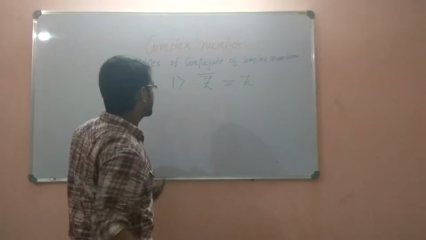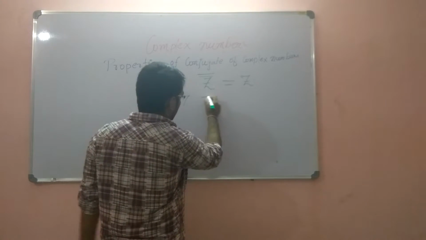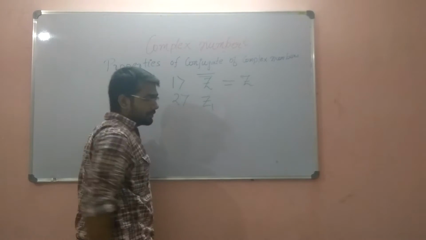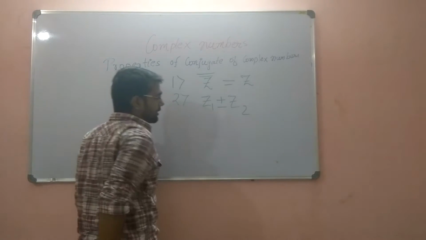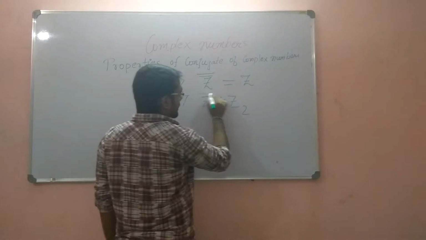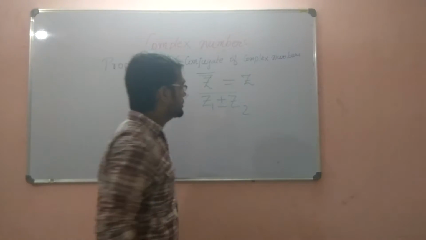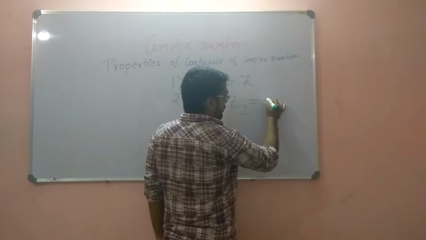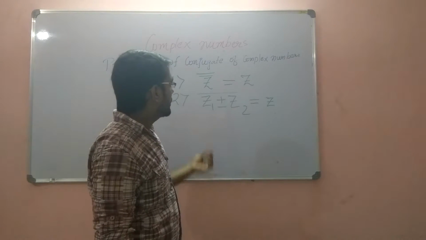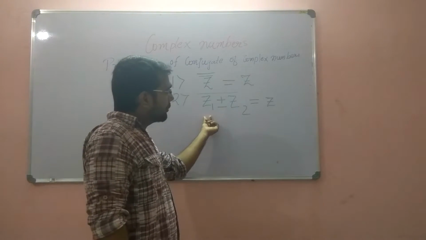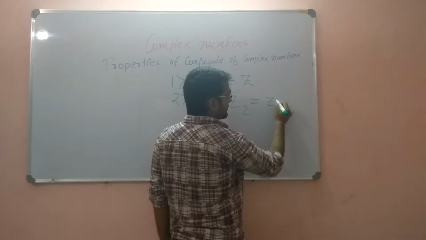Now we have the second property of the conjugate, that is z1, a complex number, plus or minus z2, another complex number, okay? If we take the combined conjugate of the addition or subtraction of the two complex numbers, then it is equal to taking the conjugate of the complex numbers alone and adding or subtracting them, right?